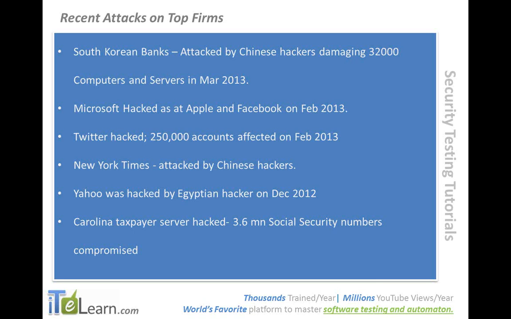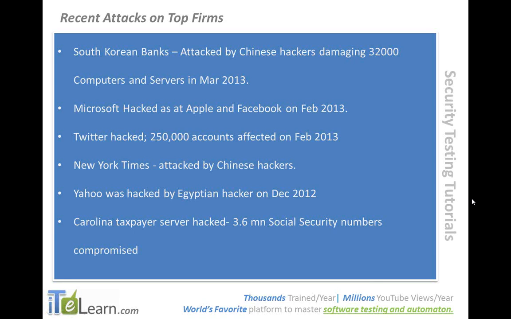Twitter was hacked and 250,000 accounts were affected in February 2013. The same case with the New York Times, which was attacked by Chinese hackers. Most importantly, even Yahoo was hacked by an Egyptian hacker. So what actually happened in Yahoo? They used SQL injection. It's a technique wherein they penetrated into Yahoo, which was using a Microsoft SQL Server database.